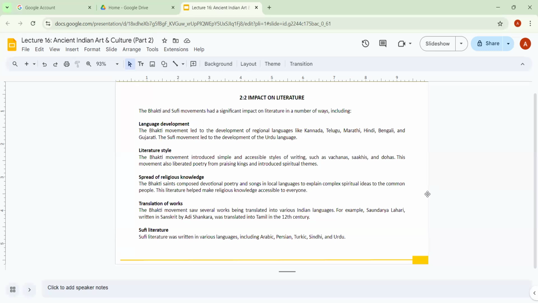They introduced simple and accessible styles of writing such as vachanas, sakhis, and dohas. This movement also liberated poetry from praising kings and introduced spiritual themes. The literature helped make religious knowledge accessible to everyone. The Sufi literature was written in various languages, including Arabic, Persian, Turki, Sindhi, and Urdu.